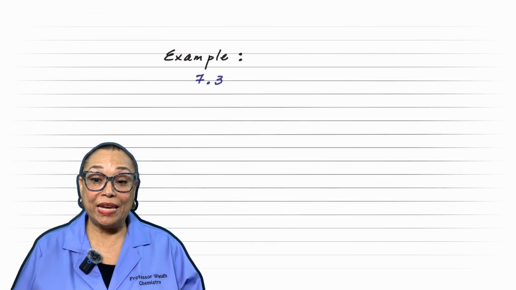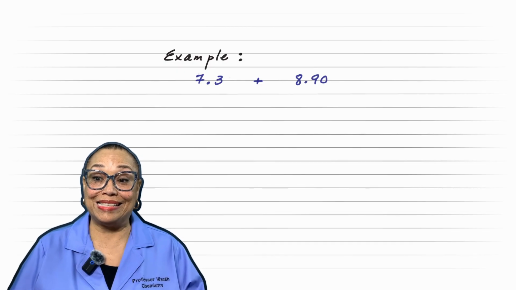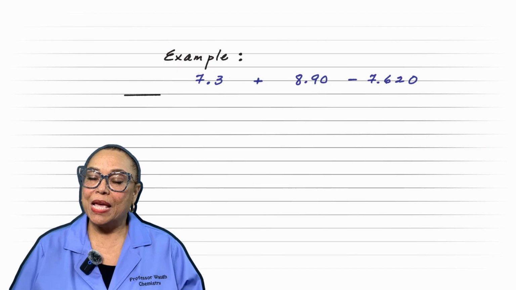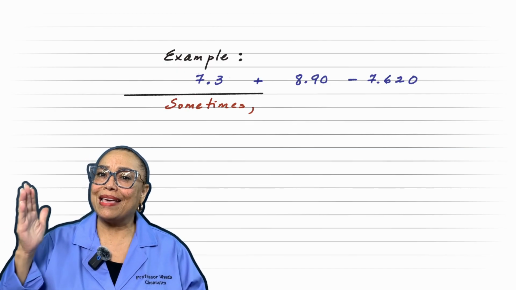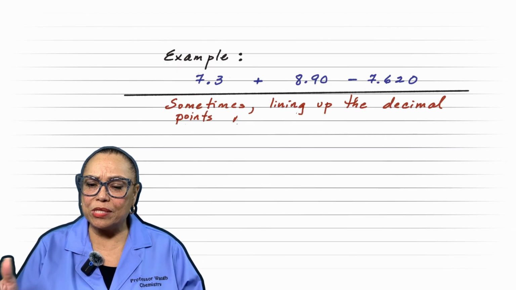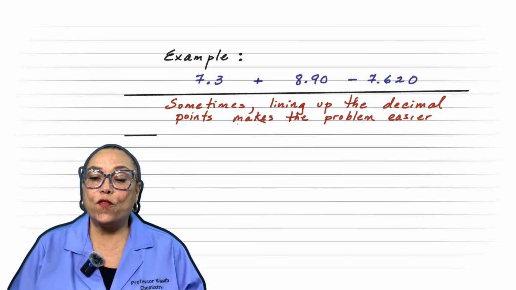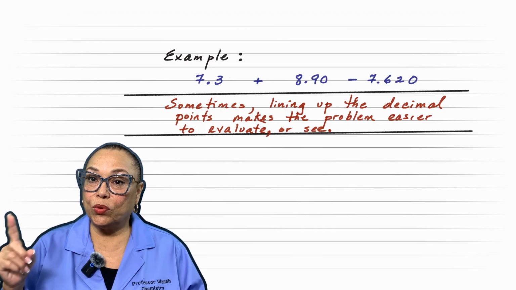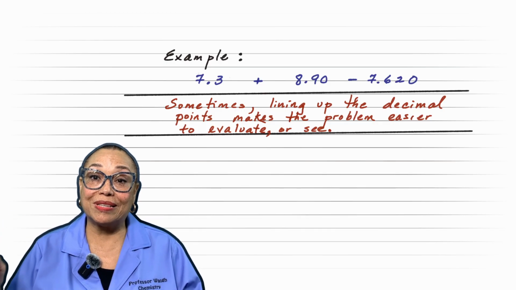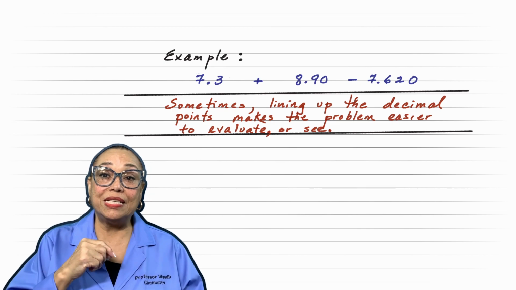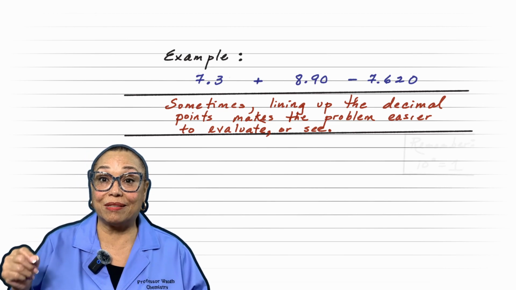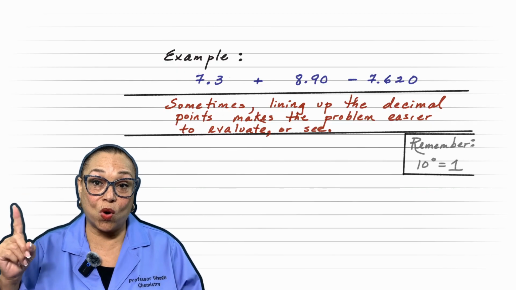Let's look at an example. 7.3 plus 8.90 minus 7.620. Sometimes, again, I think that lining up the decimal points makes it so easy for you to analyze your problem. So remember, rule number one was to put all numbers in the same power of 10. All of these digits are 10 to the 0, right? Because I know you know 10 to the 0 is the same thing as 1.